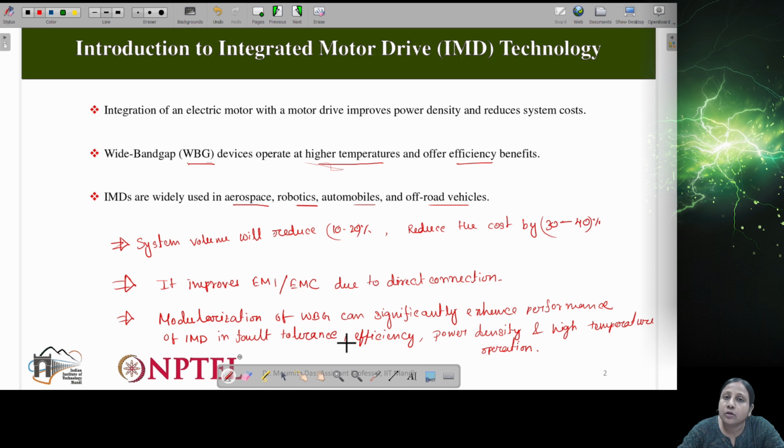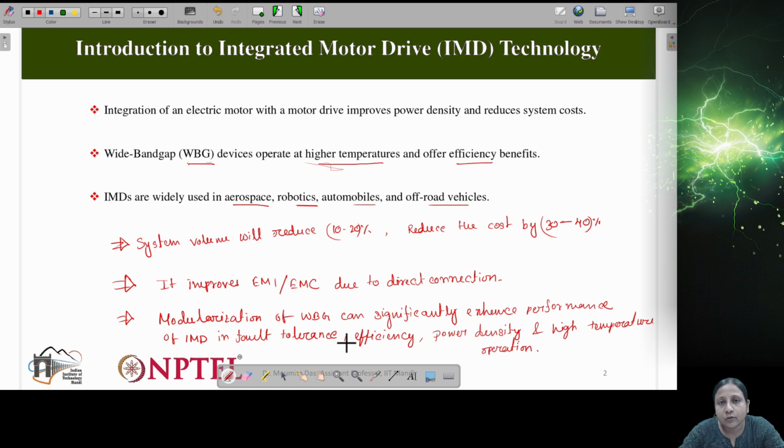So if we mount the silicon device on the motor itself, the temperature generated in the motor and the converter together will be so much that it will exceed the maximum temperature limit of the silicon device. So that is why it is important to use a device which is capable of operating at much higher temperature.